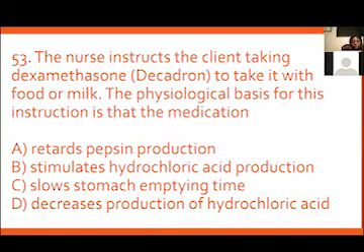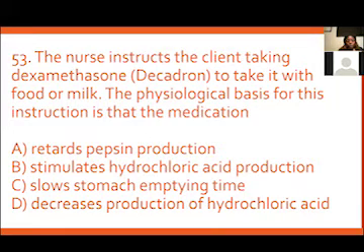So let's look at this question. This question reads, the nurse instructs the client taking Decadron to take it with food or milk. The physiological basis for this instruction is that the medication: A, retards pepsin production; B, stimulates hydrochloric acid production; C, slows stomach emptying time; and D, decreases production of hydrochloric acid.